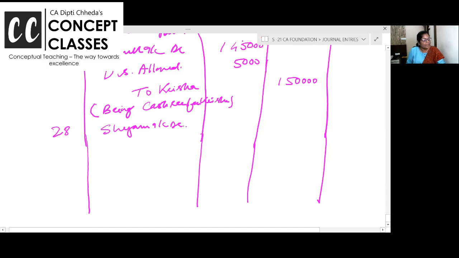Shyam account debit 2,25,000, to bank 2,15,000. And we have paid him.